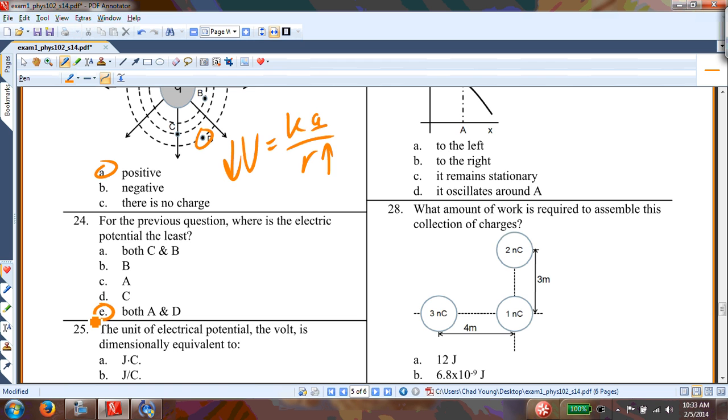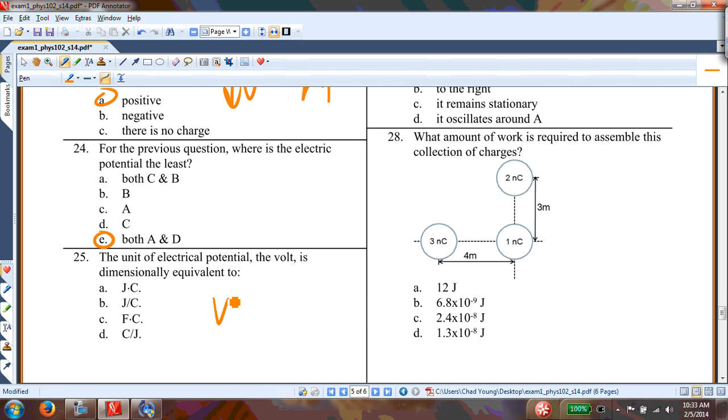Unit of electric potential, the volt, is dimensionally equivalent to what? Remember, voltage or potential is energy per charge, so that's going to be a joule per coulomb. That's B for number 25.